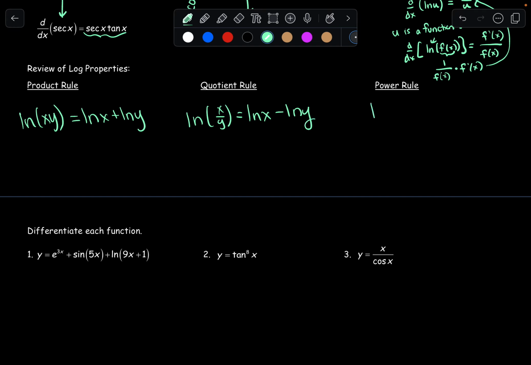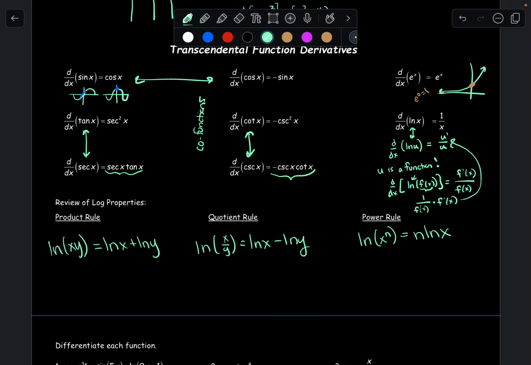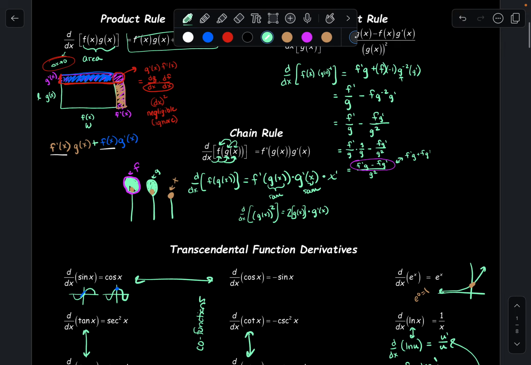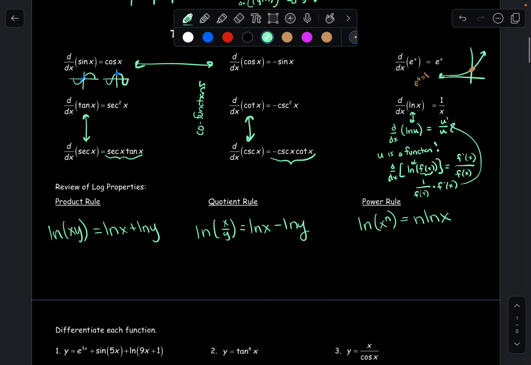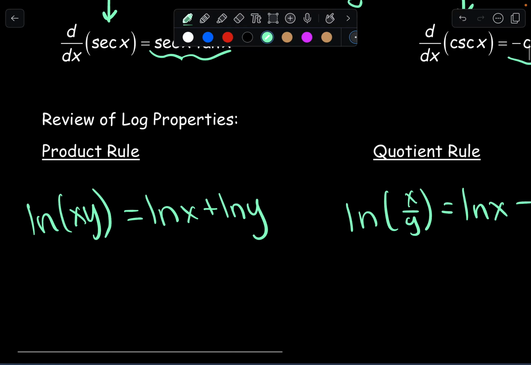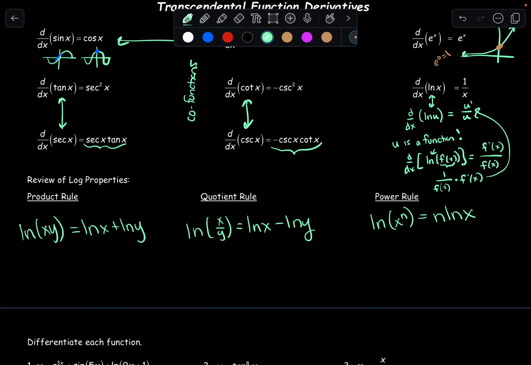And then we have our power rule, which is natural log of x to the power of n. Bring the exponent to the front, we get n times the natural log of x, such that n is a constant. And I wanted to do a quick review of this before we jump into these examples because these do align with how the product rule, quotient rule, and chain rule work for calculus. You've known about these rules for a while, just not in the context of calculus. So if you ever get confused, think back to your product rule, quotient rule, and power rule that you learned for logs back in Algebra 2, okay?